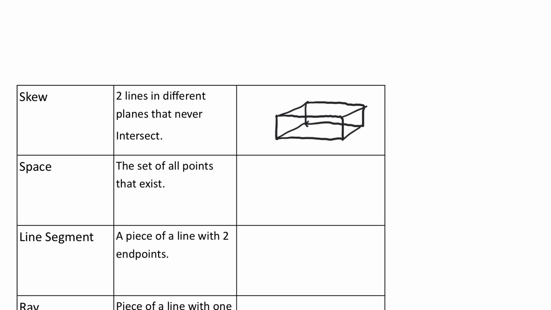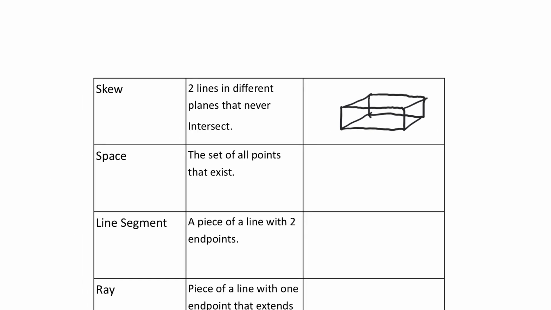Okay, so skew lines are two lines that are in a different plane but that never intersect. Okay, I want you to write this down. I want you to add this to that. They are not parallel, but they also do not intersect.